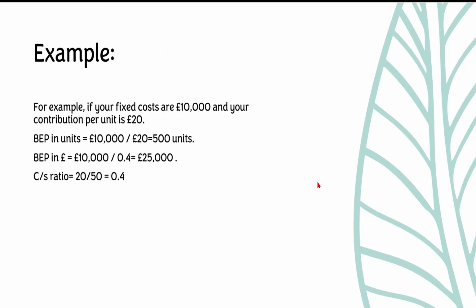Now, let's apply the formula. For example, if your fixed costs are 10,000 and your contribution per unit is 20, as we calculated earlier in the example, then BEP in terms of units will be 500 units, dividing the fixed cost of 10,000 by 20. And if you want to calculate BEP in terms of currency, then divide by the CS ratio, which is 0.4, that is 20 divided by the selling price per unit of 50, as we took in our previous example. This will give you BEP in terms of currency.